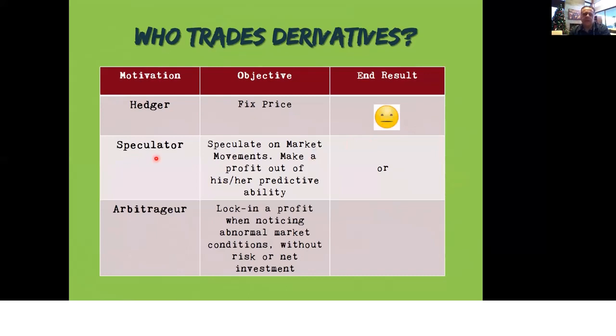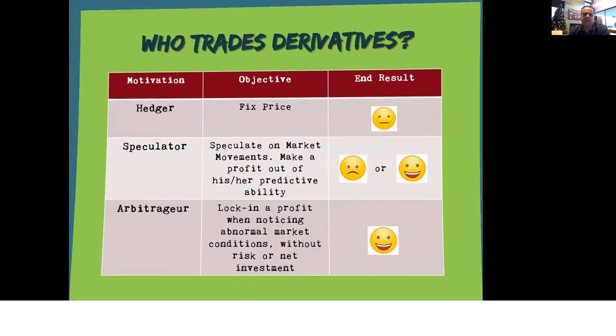The speculator is betting on the market movements, so depending on your ability of predicting future events, you may be either sad or happy, depending on if you got a profit or a loss. And finally, an arbitrager is someone that notices or observes an abnormal condition. So he or she will be locking in a profit on day 0. So the only possible outcome is that he or she is happy because you're obtaining a profit with no risk and no investments.